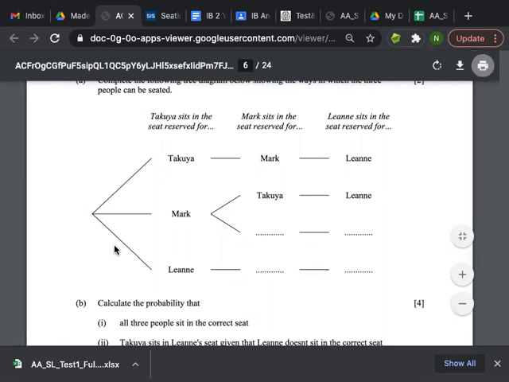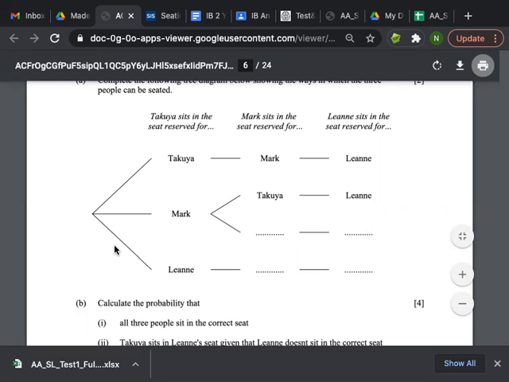So here are the option choices. If she sits in her own seat and Mark sits in his own seat, then Leanne would only have one seat left, which is her own seat. Does that make sense? Yeah. Okay, so what if she sits in Mark's seat? Whose seat could Mark sit in once his seat is taken? Yeah. Or Takuna, or Mark could just help Takuna.